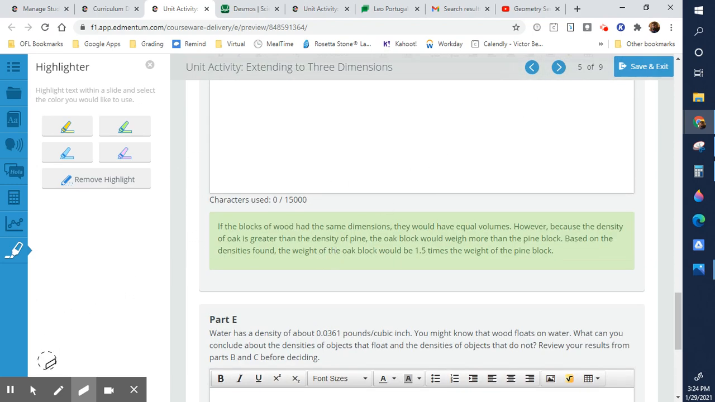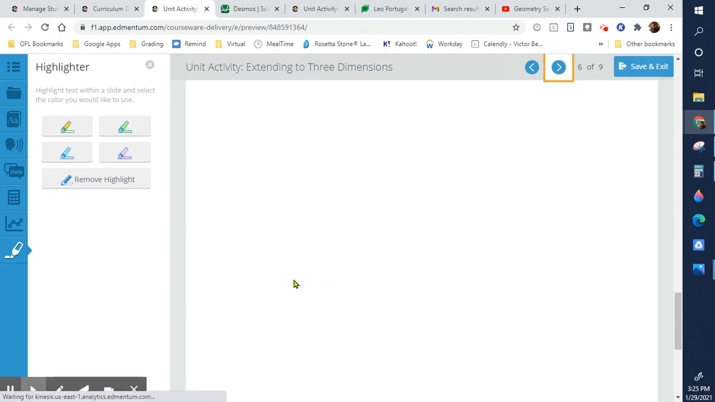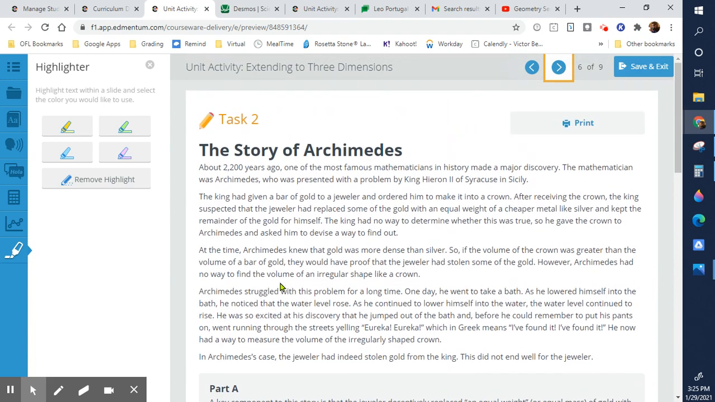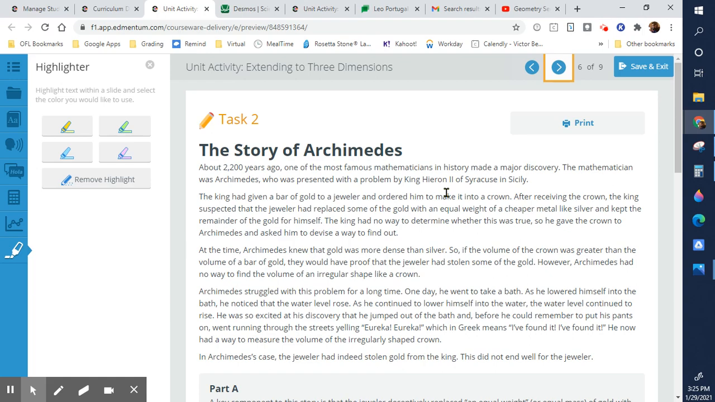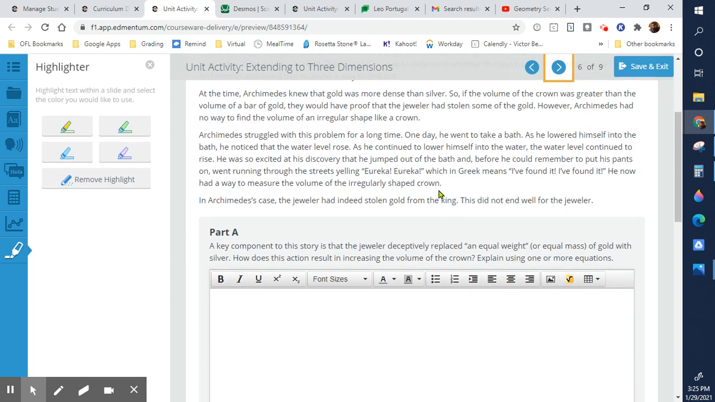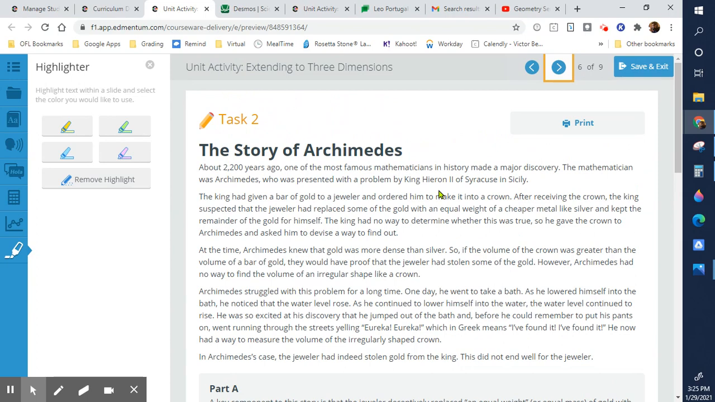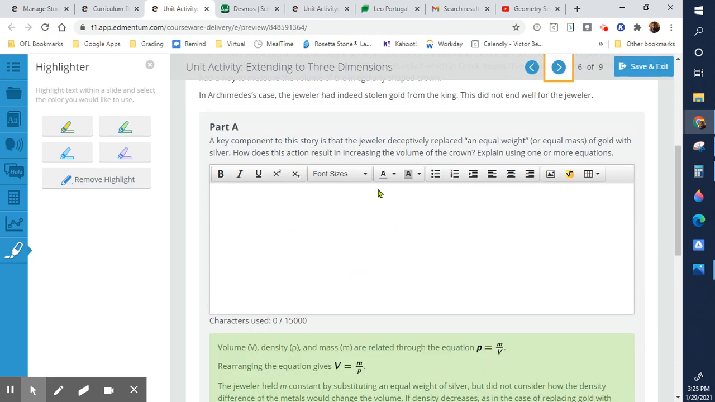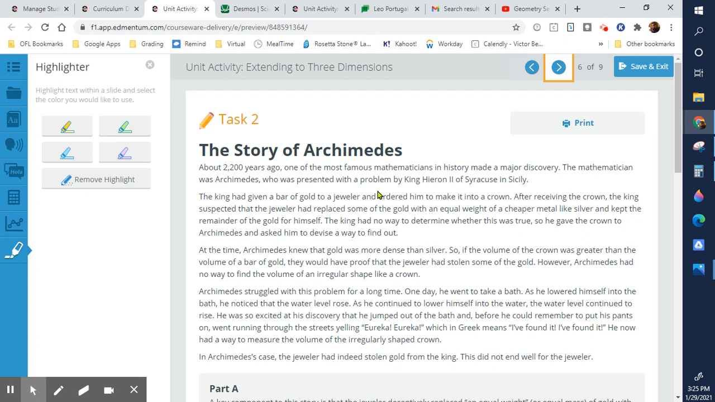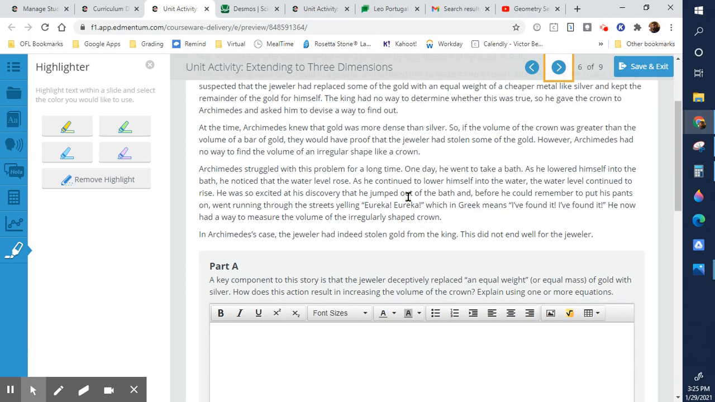All right. So let's move on to the next part, Archimedes. Please read the story. It's actually pretty interesting how he discovers it. The main idea is that he finds out that he takes up a certain amount of space, so that's going to displace the water. So you should be writing about that idea of displacement, of how water or how things take up space.